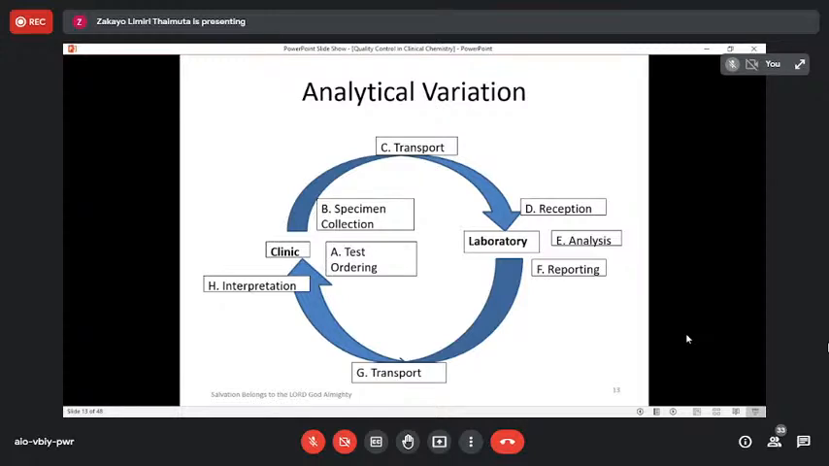Then transport: this is now the laboratory trying to communicate to you. They are now transporting the results, not the specimen, and the results can be lost. The results can be delayed. They can be sent to a wrong place. The interpretation is another thing.